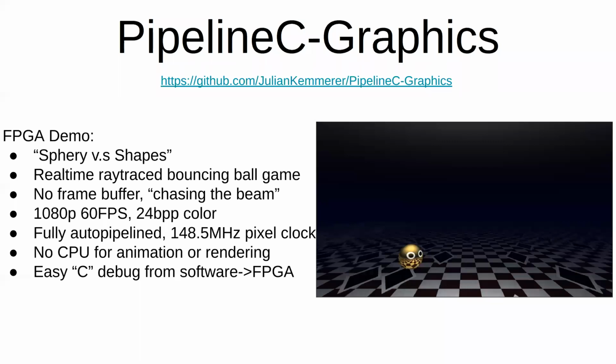Right, so what were you seeing there? This code is available on GitHub, the link there, the PipelineC graphics repo. This is Sphere versus Shapes, a sphere bouncing around. It's a real-time ray trace bouncing ball game. There's no frame buffer. It's all chasing the beam, so to speak. It's 1080p, 60 frames per second, 24 bits per pixel color.